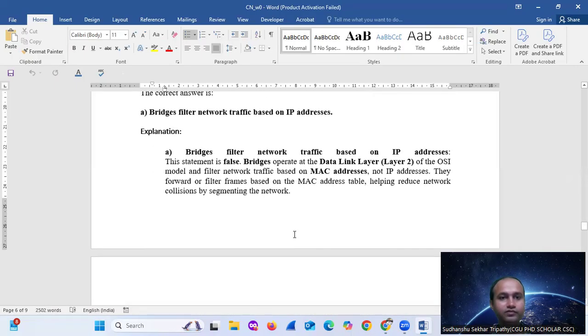Okay. So bridge filter network traffic based on IP address. The statement is false because a bridge operates at the data link layer, that is layer number 2 of the OSI model, and filters network traffic based on MAC address, not IP address. MAC address, not IP address. So they forward or filter frames based on the MAC address table, helping reduce network collision by segmenting the network.